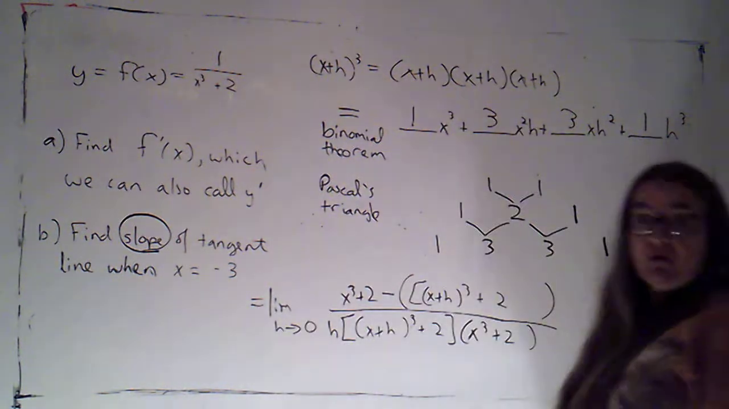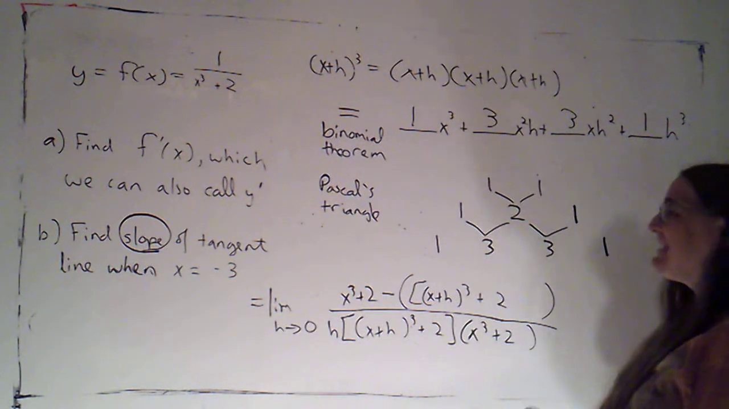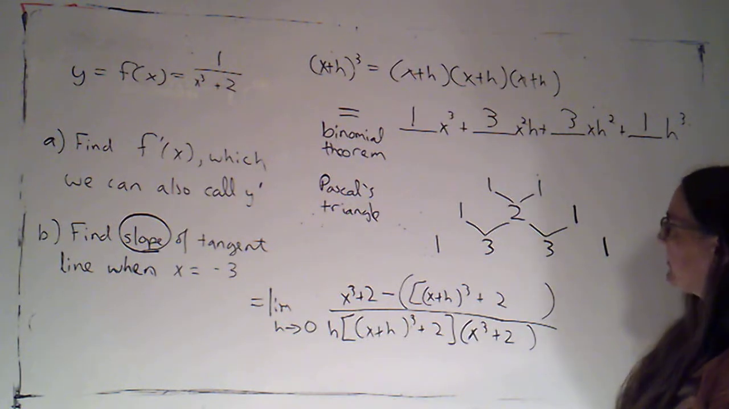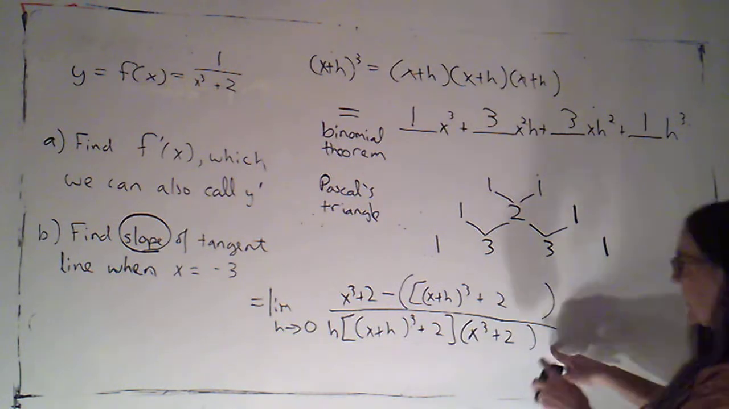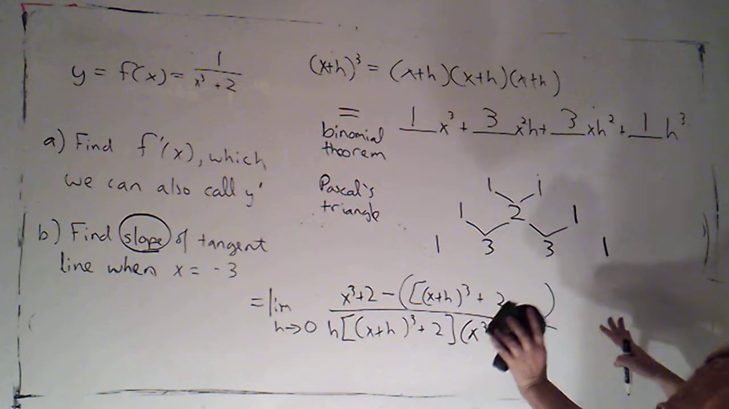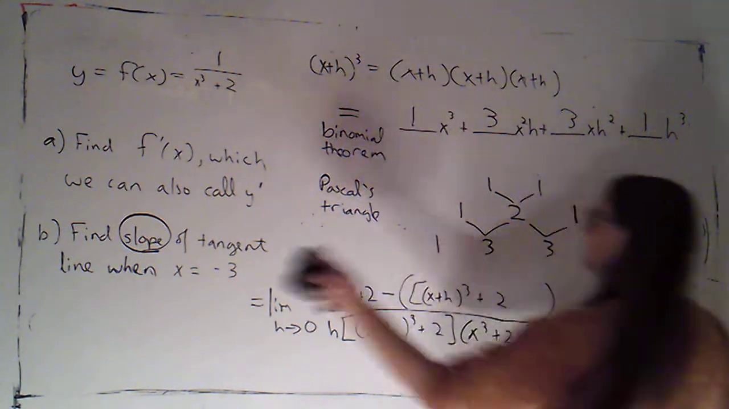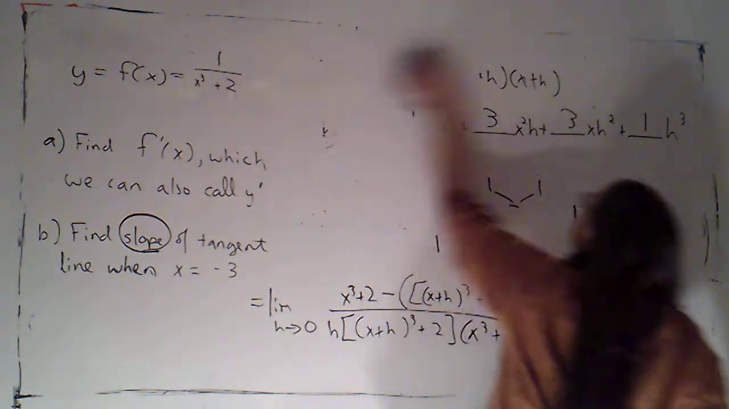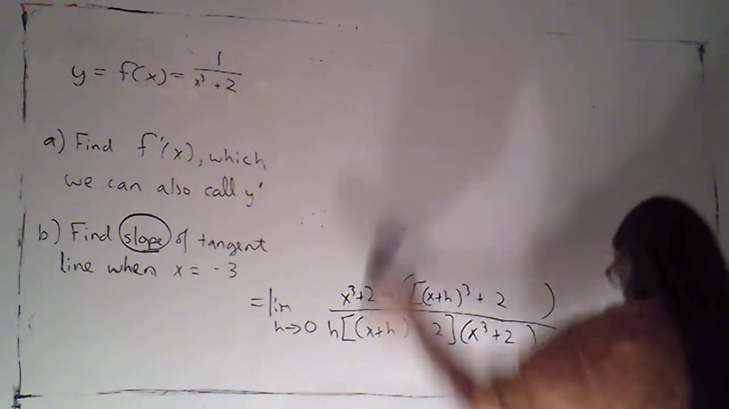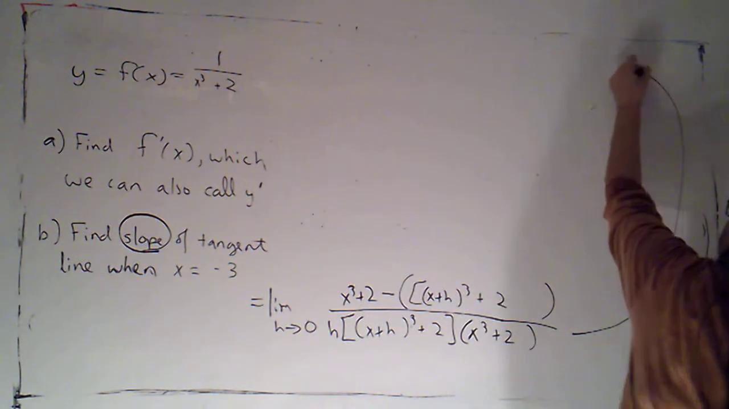We will need to use the binomial theorem in the next section. Nice to review it just a little bit here. Now I want a bigger board. I'm going to erase this, which just multiplied out the (x plus h) cubed. And now I'm going to return to simplifying this limit.